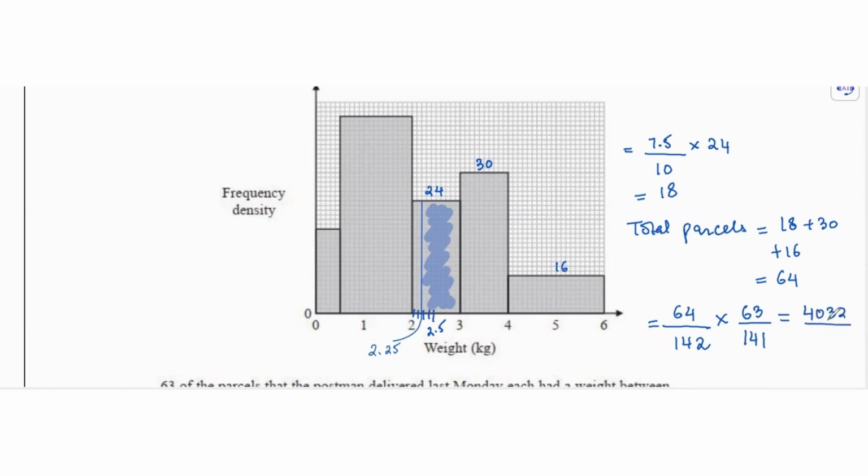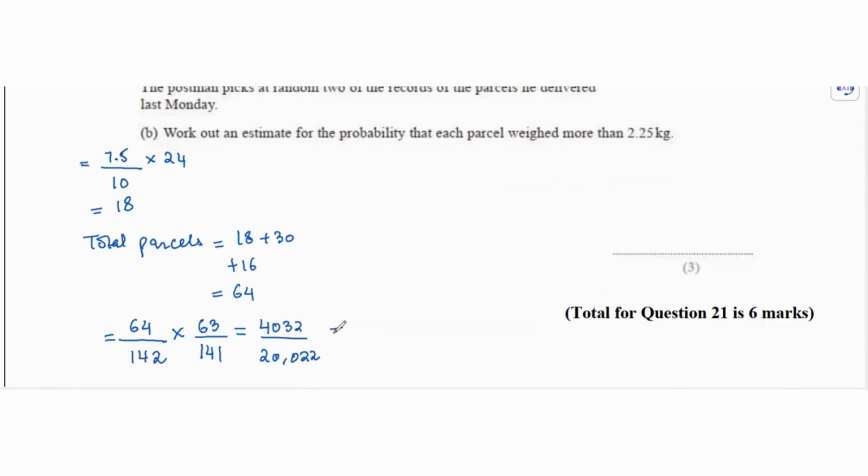4,032 divided by 20,022. So once we simplify this, what we get is 672 divided by 3,337. If you want to write it as a decimal, that is also fine. That would equal 0.201. Either way, it's correct.